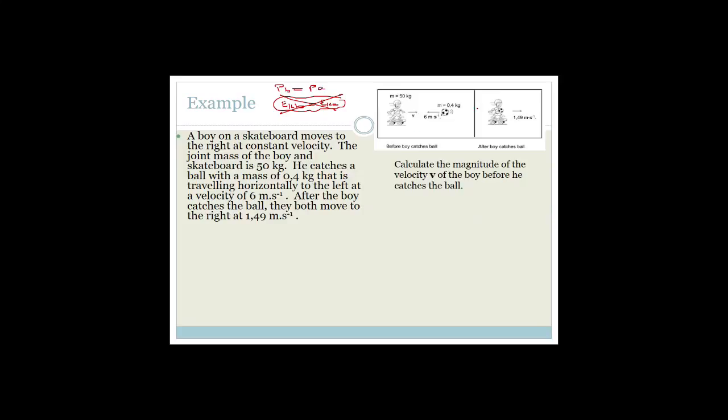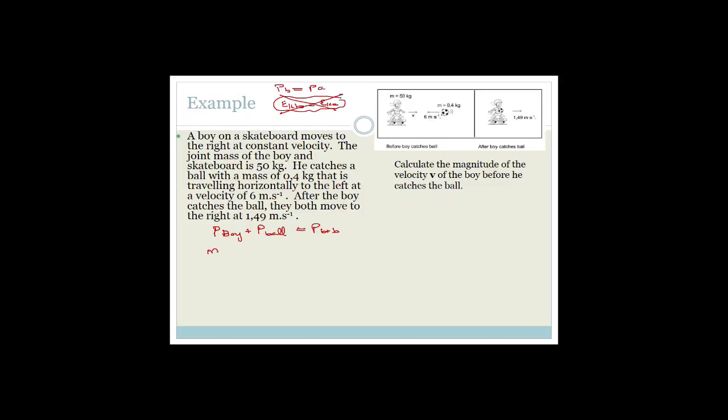So obviously this is a momentum question because we've got a collision. So we're going to have p before and p after. So we've got the p of the boy plus p of the ball has to equal p of the boy and ball. Okay, why? Because it's an isolated system as far as we're concerned. There's no friction. They haven't told us whether or not there's friction. So as far as we're concerned, isolated system.